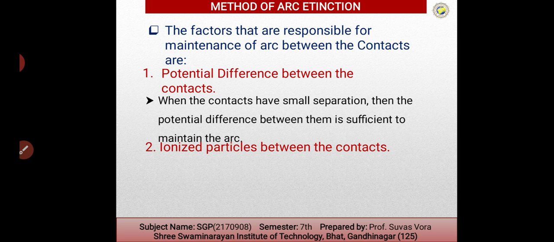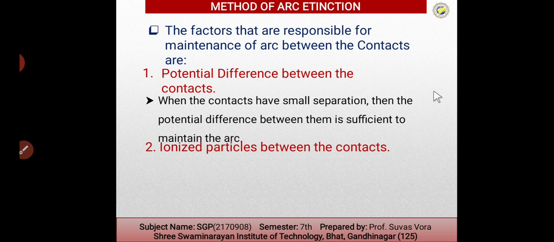यानी कि अगर मैं जो कॉन्टेक्ट्स है वो बहुत नज़दीक रखता हूँ तो पोटेंशियल डिफरेंस की वजह से आर्क जनरेट होगी, बट उस जो आर्क हो रही है उसको इतने डिस्टेंस में मैं दो कॉन्टैक्ट को रख दूँ कि जहाँ पे वो कंडक्टिंग मीडियम को यूज़ करके आर्क जनरेट नहीं होगी. सो दिस आर दी कॉल द पोटेंशियल डिफरेंस बिटवीन द कॉन्टैक्ट्स.